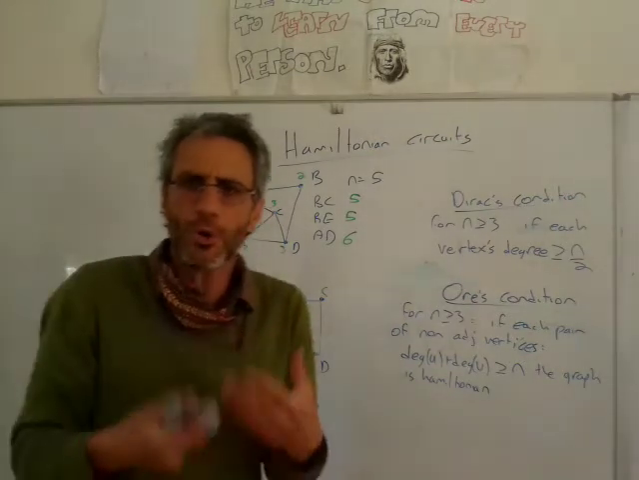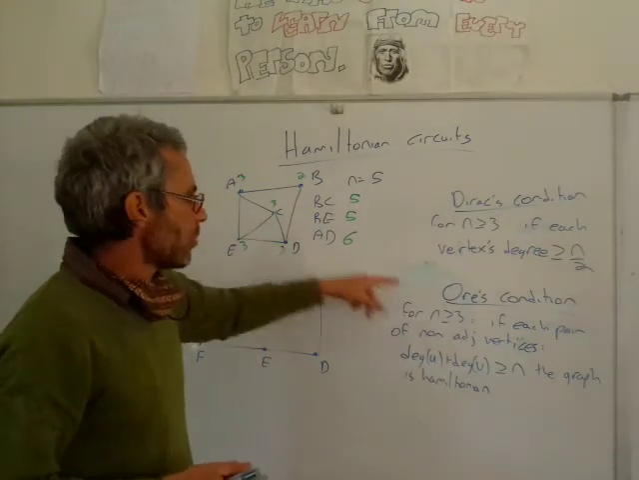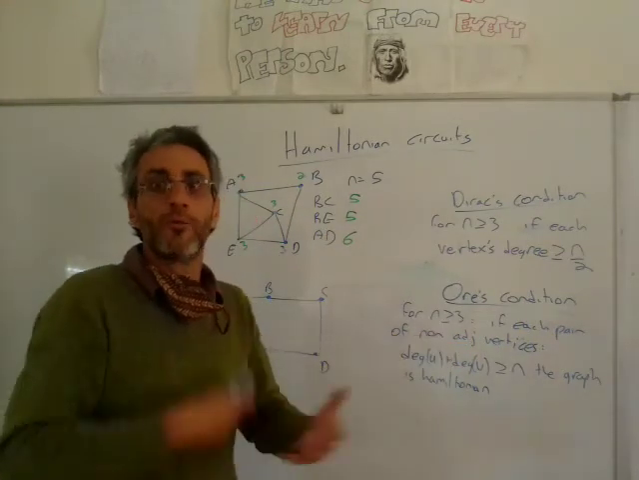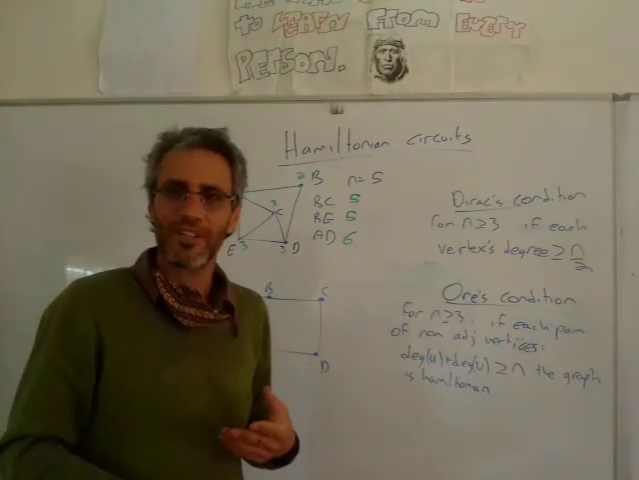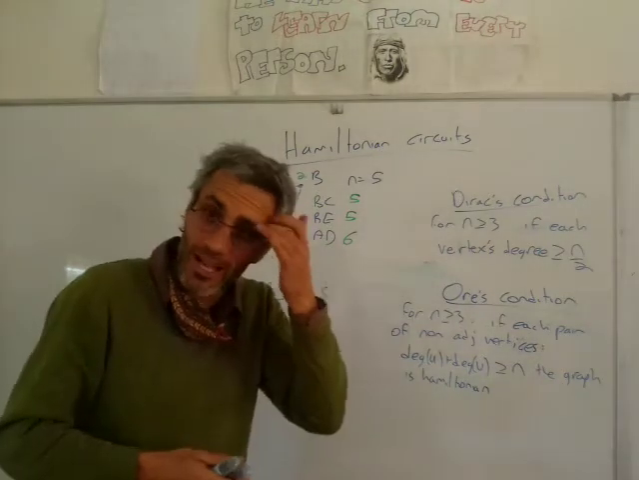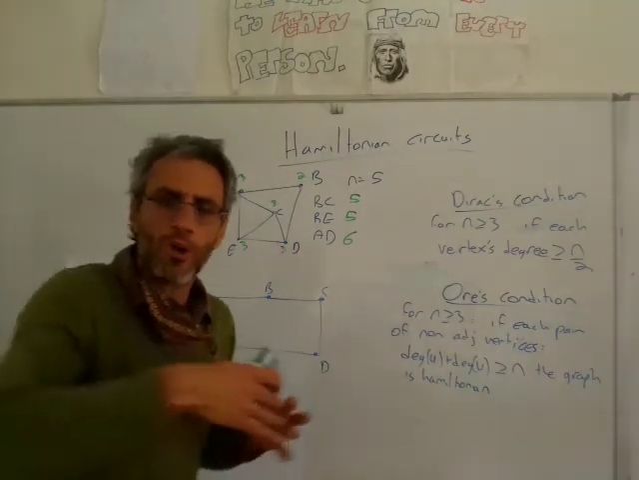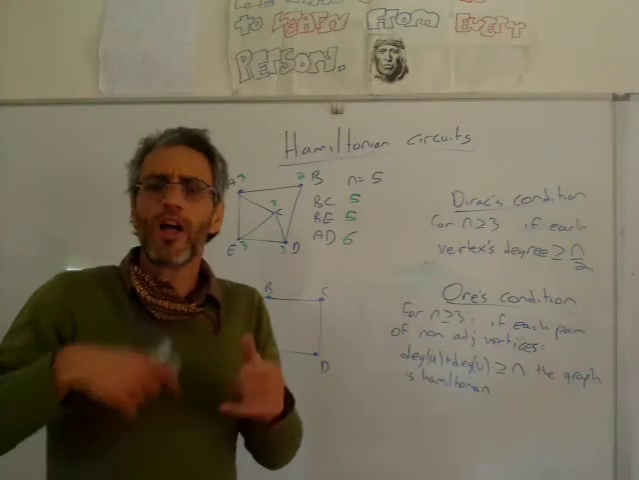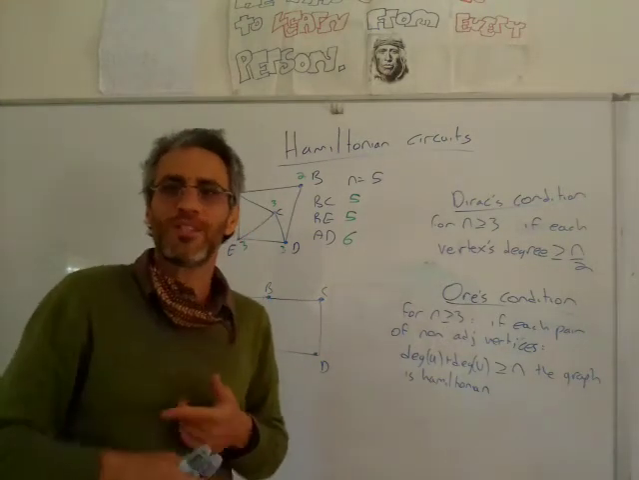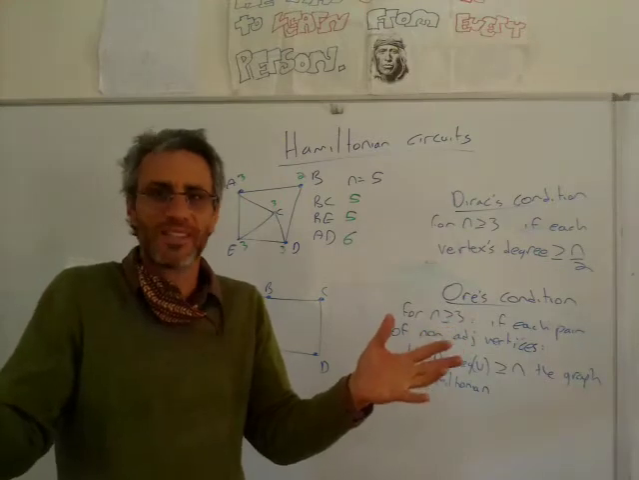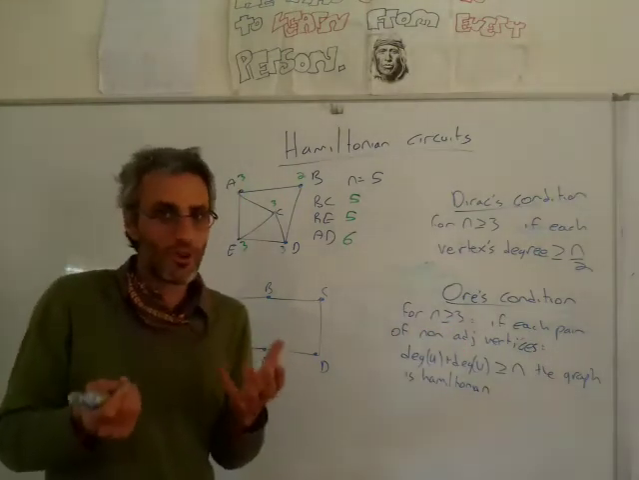What you're really seeing here is that the more edges we have, when would this condition be fulfilled? If we have more and more edges, that means the degrees are getting bigger. There's more chance for me to be able to go from one vertex to the other without going back to the same vertex twice, because I've got lots of routes. That makes sense. Okay, let's have a look where Ore's condition is not really useful.